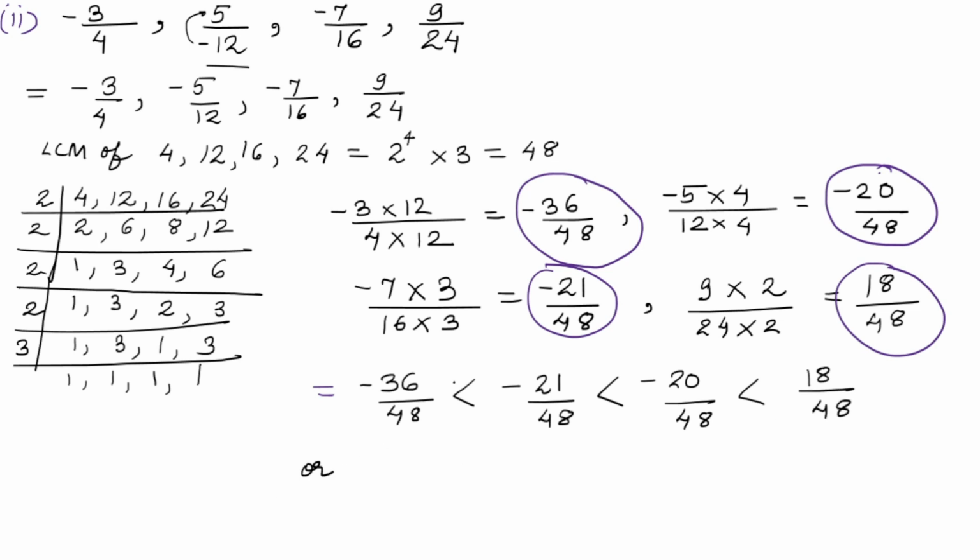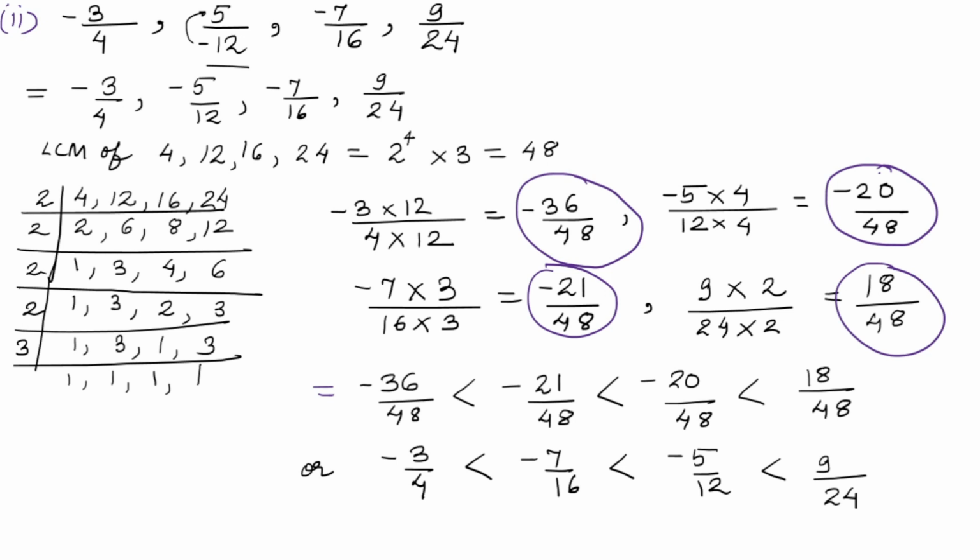Now just write their actual form. So minus 36 by 48 is minus 3 by 4. Minus 21 by 48 is minus 7 by 16. And minus 20 by 48 is minus 5 by 12. And the last number, 18 by 48, is 9 by 24. So this is how you can arrange the following numbers in ascending order. Likewise, you can do the remaining two questions as well.